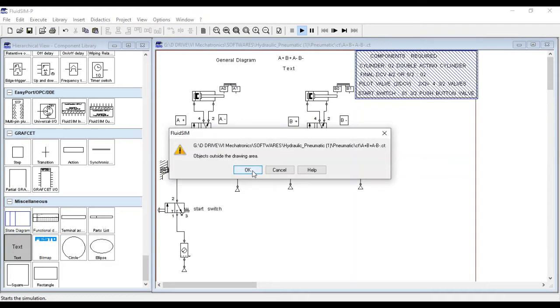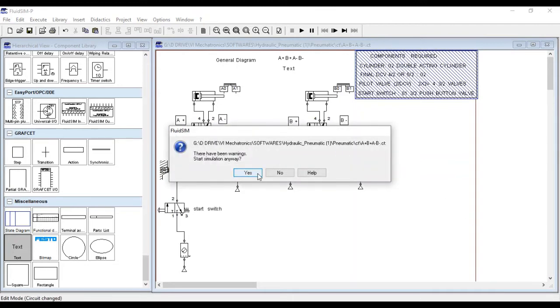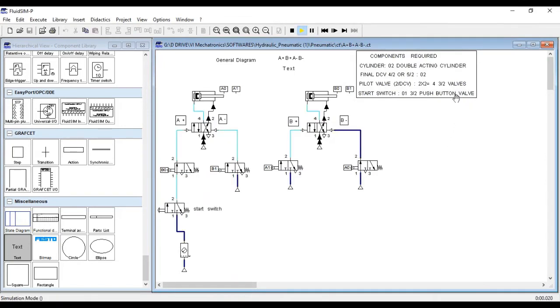Now here you can see our simulation started. These are the pressure lines which are shown. Currently, on the rod end side the pressure is applied, so both pistons are in retracted motion, and A0 and B0 are on. Let's check it out.